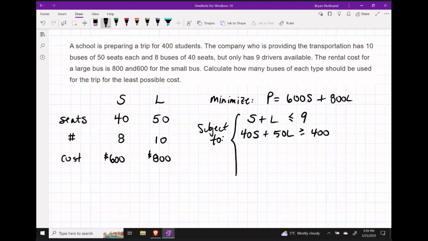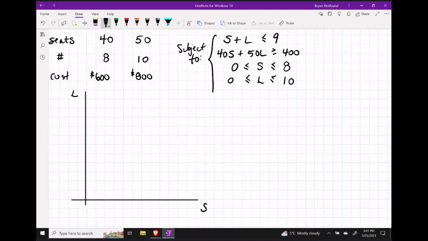We have 2 of our constraints. The last thing we might want to do is just add a couple of extra constraints here on S and L. Since we only have 8 small buses, let's ensure that S lands somewhere in between 0 and 8. And similarly, we know that we only have 10 large buses, so we should make sure that L lands somewhere in between 0 and 10. All right, so let's formulate our axes and start working on getting our constraint lines actually plotted.